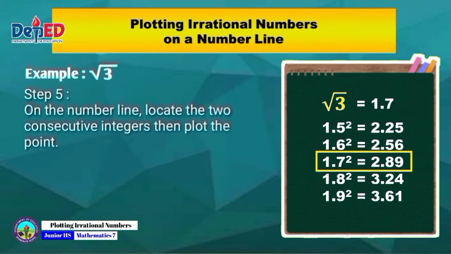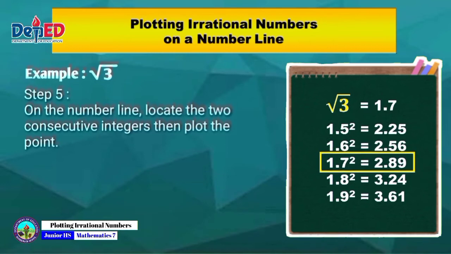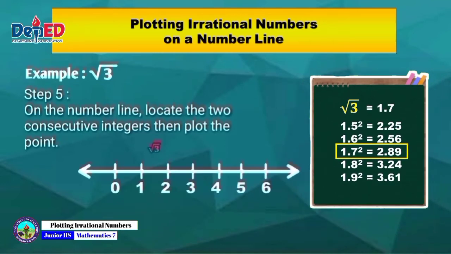Step 5. On the number line, locate the two consecutive integers, then plot the point. Since our two consecutive integers are 1 and 2, and square root of 3 is closer to 2, the point must be closer to 2. So, the point will be here.